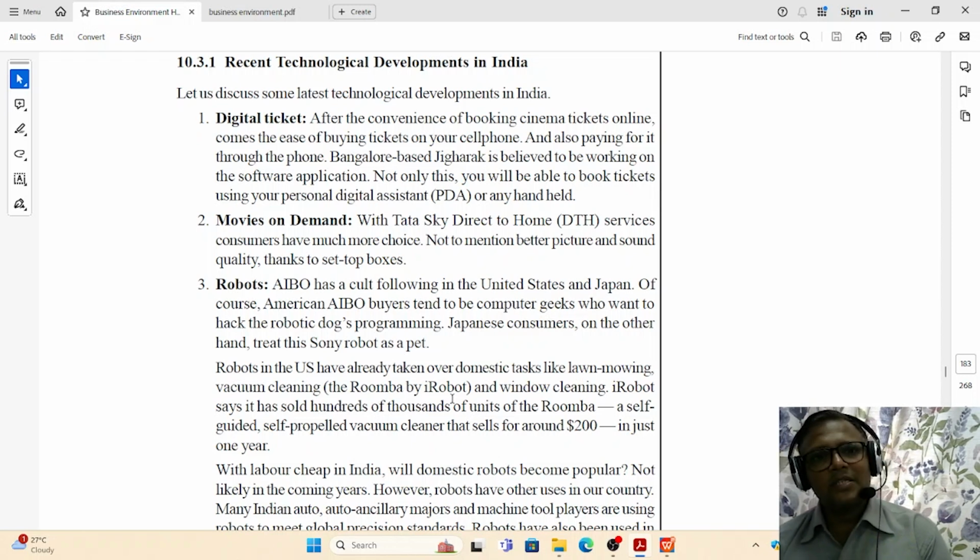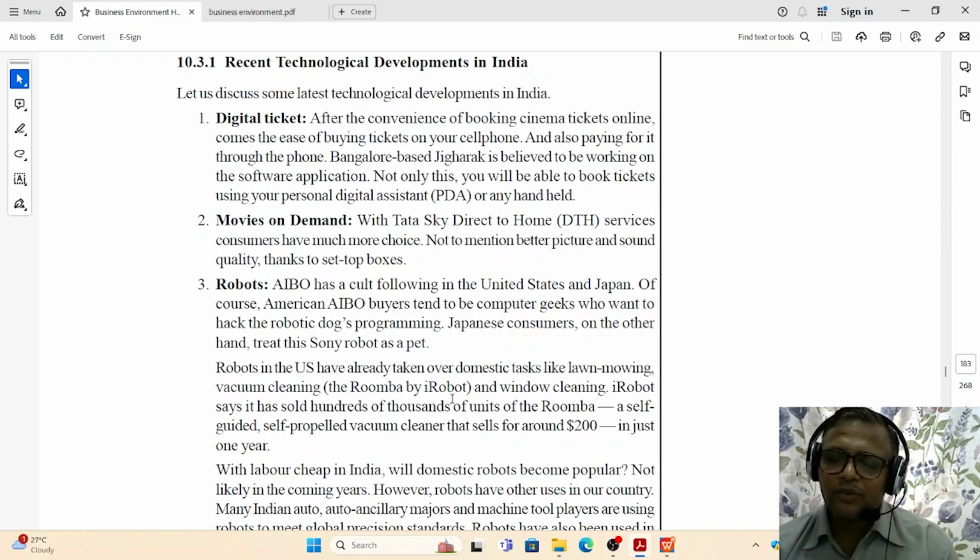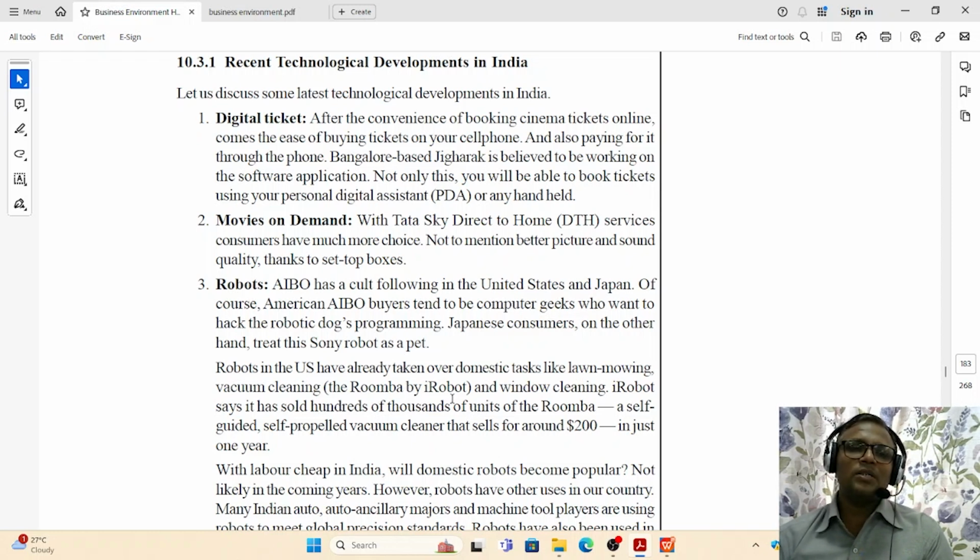Digital ticket is basically after the convenience of booking cinema tickets online, which comes with the ease of buying tickets from a cell phone or mobile, or even from iPads or laptops. You are also paying for it through the phone. A Bangalore-based firm is believed to be working on the software application. Not only this, you will be able to book the tickets using your own personal digital assistant, PDA, or through any handheld device. Second is movie on demand.